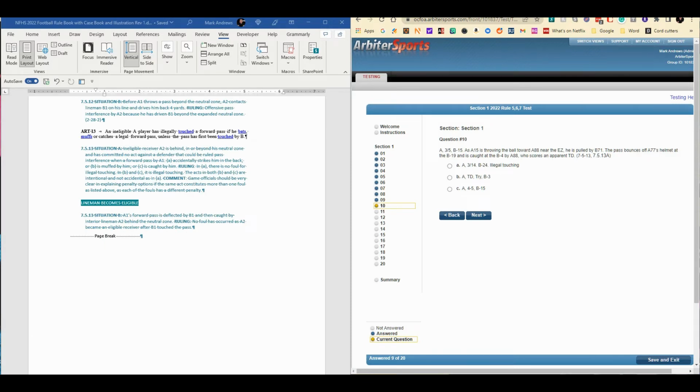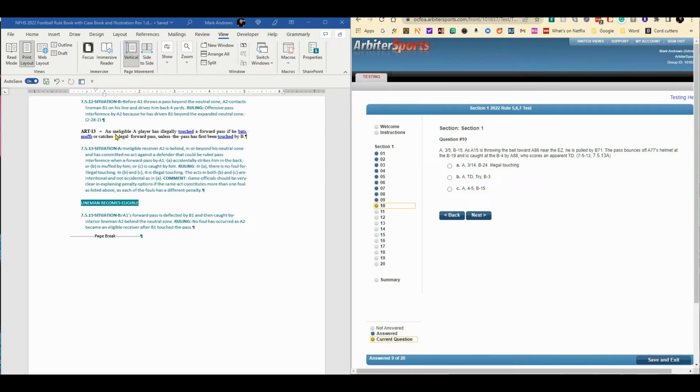Question number 10. A, 3rd and 5 at the B15. So they're 15 yards away from scoring. A15, the quarterback, probably, is throwing the ball towards A88 near the end zone. He is pulled by B71. That's when he says he means A15, not the receiver A88. The pass bounces off of A77's helmet at the B19 and is caught at the B4 by A88, who scores an apparent touchdown. The rule reference is 7-5-1-3, which deals with ineligible players illegally touching a forward pass.